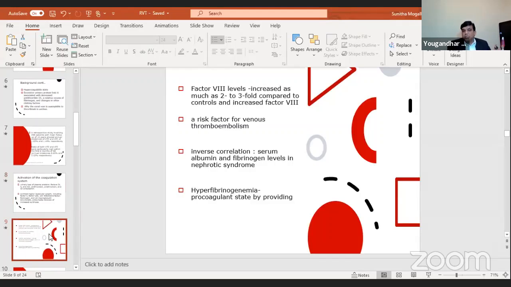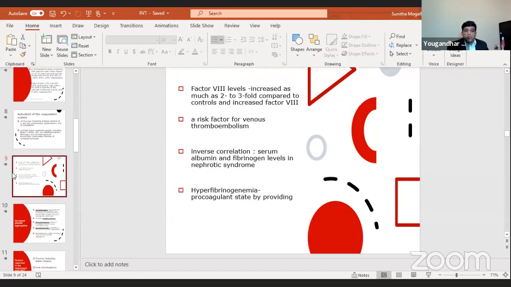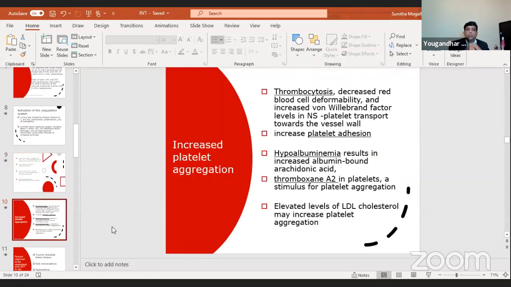Factor 8 levels increase almost up to 2 to 3 times above normal levels, which is, as the other speakers have shown you, in the clotting cascade. The factor 8 level is one of the important proteins in the cascade. And this particular relationship is important because nephrotic syndrome is characterized by low albumin, but fibrinogen does increase. So this difference in the albumin and fibrinogen is one more reason why these patients are at high risk of clotting. So what about platelets?